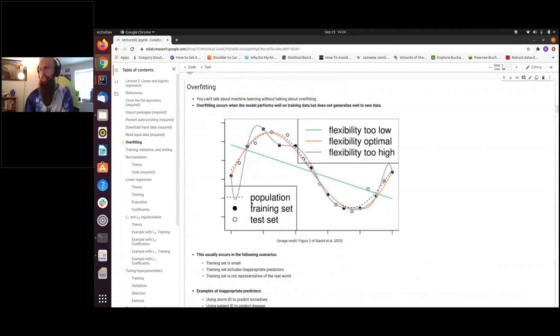Anything that's in red text that says required is something you have to run. Otherwise, stuff later in the notebook won't work.